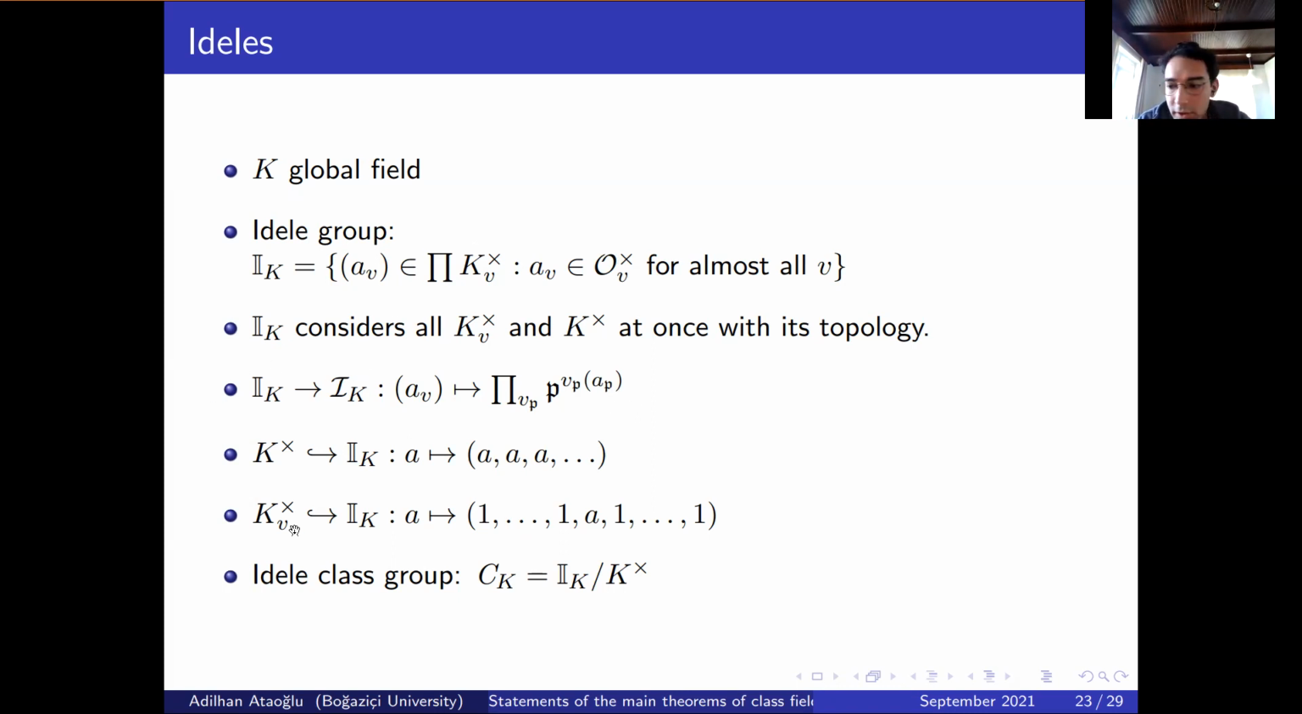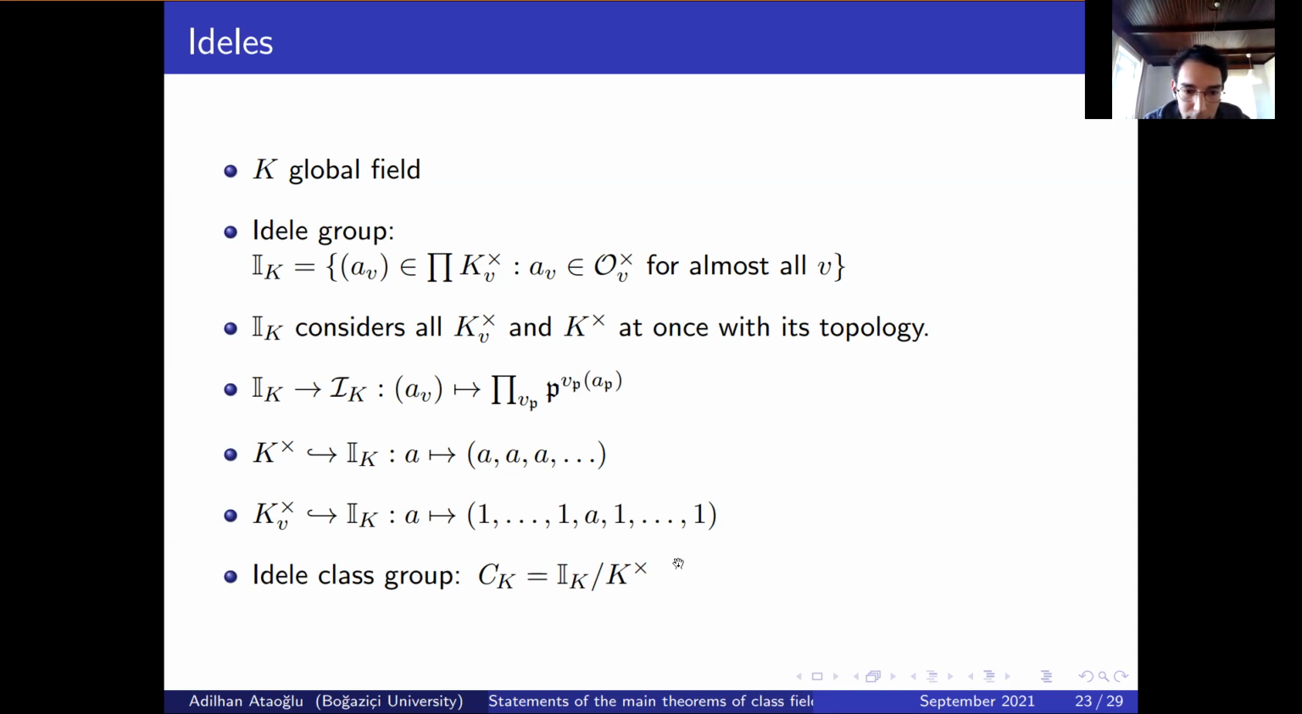And we have three important maps. The first one is from the idele group to the ideal group. This is a surjective map. The second one is the diagonal embedding of K star into the idele group. And the third one is the embedding of the completions of K into the idele group. And hence, with these maps, we see that the idele group considers all of the completions of K and K itself at once under the restricted product topology.